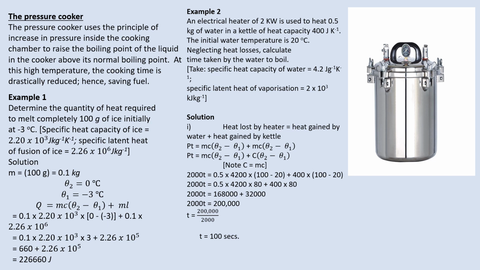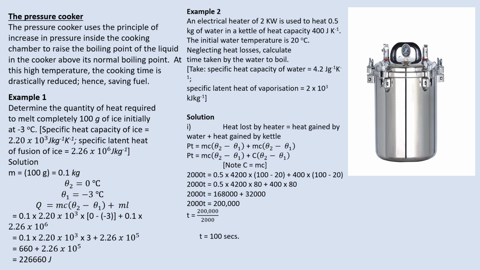An electrical heater of 2 kilowatts is used to heat 0.5 kilograms of water in a kettle of heat capacity 400 joules per Kelvin. The initial water temperature is 20 degrees Celsius. Neglecting heat losses, calculate the time taken by the water to boil. Given that the specific heat capacity of water is 4.2 times 10 to the power 3 joules per kilogram per Kelvin, then the specific latent heat of vaporization is 2 times 10 to the power 3 joules per kilogram per Kelvin.